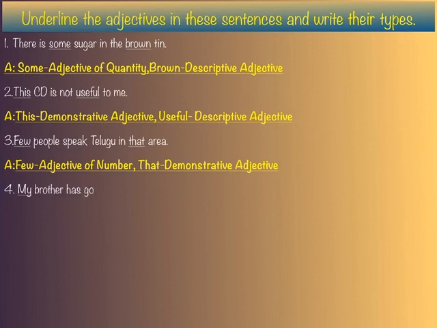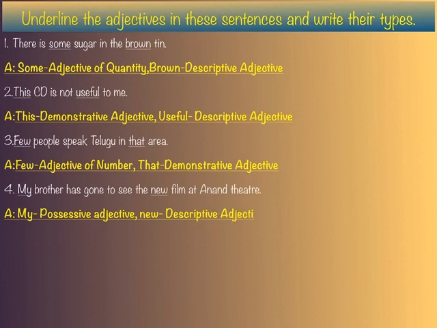Let's see the fourth one. My brother has gone to see the new film at Anand Theatre. Here also we have two adjectives. The first one is my, which shows the possession of the brother and it is possessive adjective. And the second one is new, which talks about the kind of film. So it is a descriptive adjective.